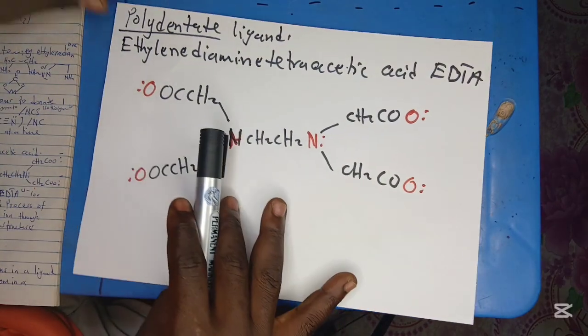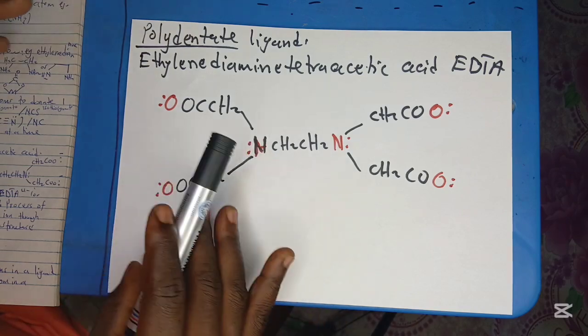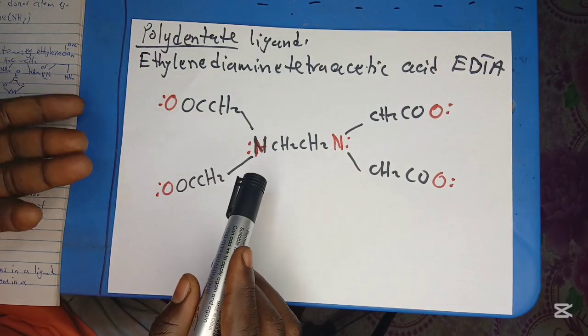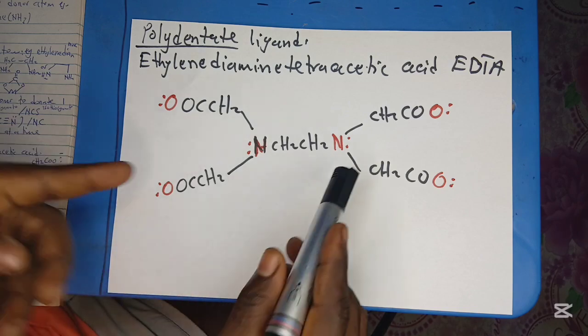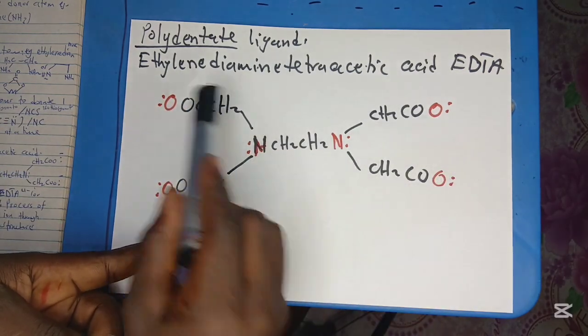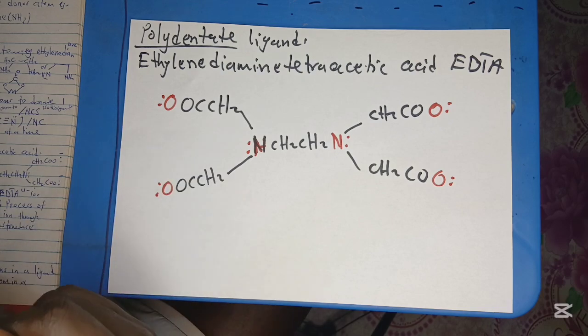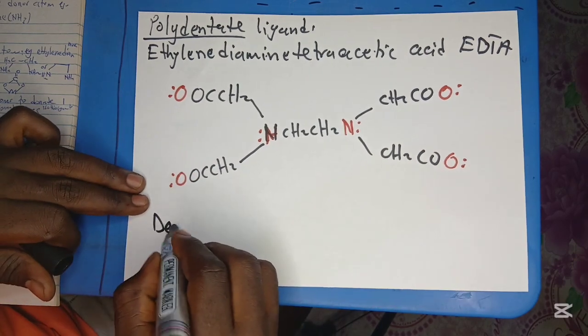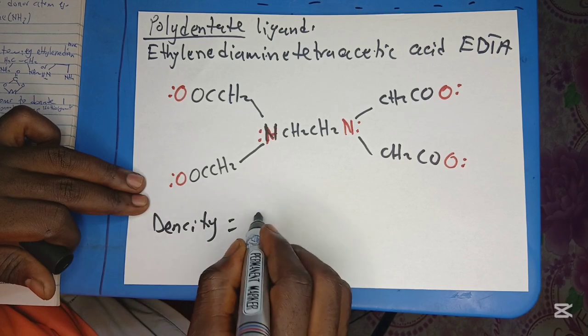So it's a polydentate ligand. EDTA is a typical polydentate ligand because at any point in time it has more than two donor atoms. We have nitrogen, nitrogen here, oxygen, oxygen here, oxygen, oxygen here. So the denticity of EDTA is 6.